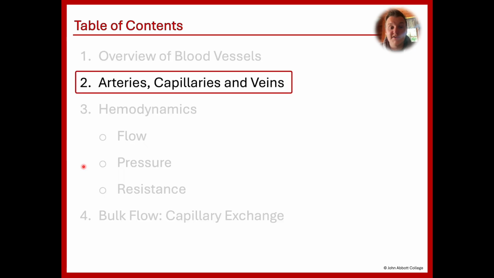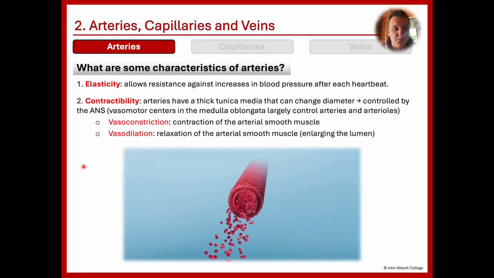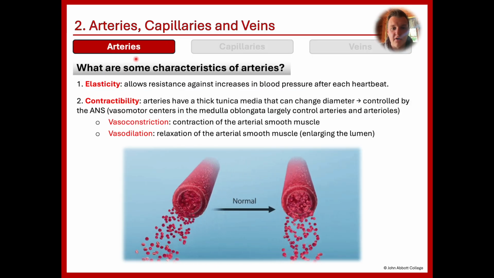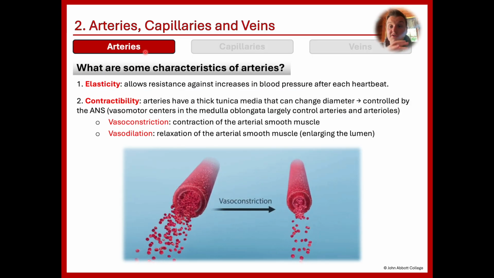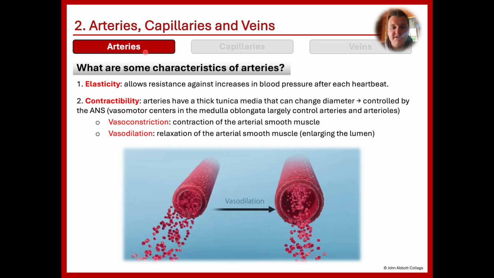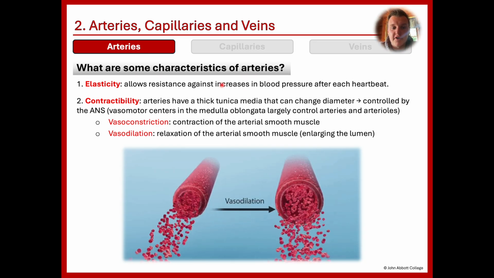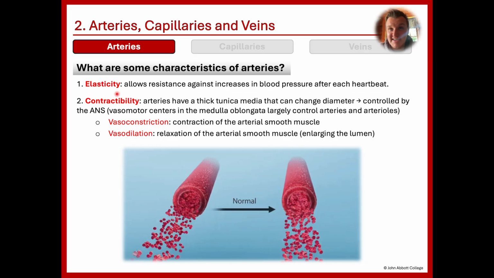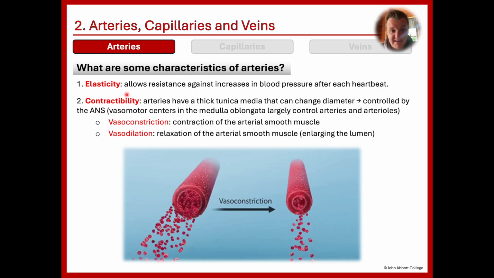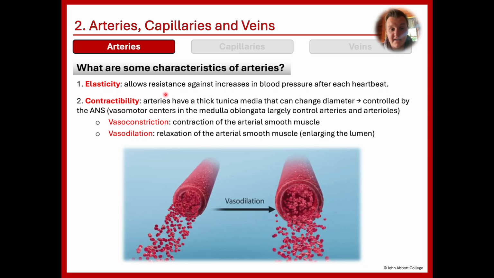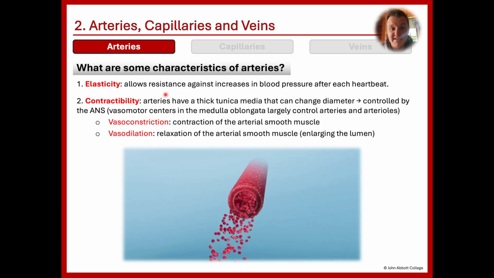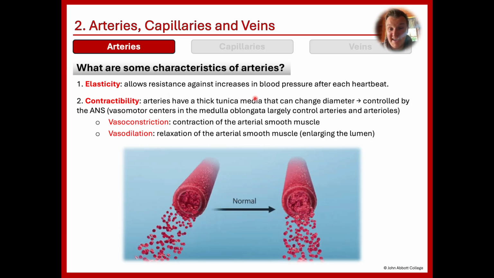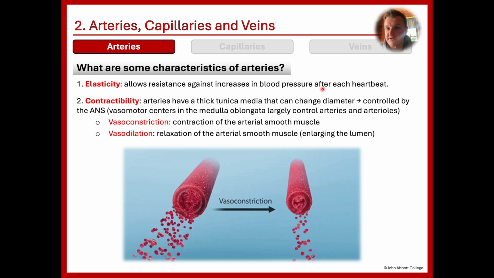Now, let's go through these: arteries, capillaries, veins. These are the actual vessels that we will have. So we're going to start with the arteries, right? These are the ones receiving blood directly from the heart. What are some characteristics of arteries? Remember I said that arteries need to be very elastic. Why do they need to be elastic? Because they need to have the ability to resist the very high blood pressure after each heartbeat.